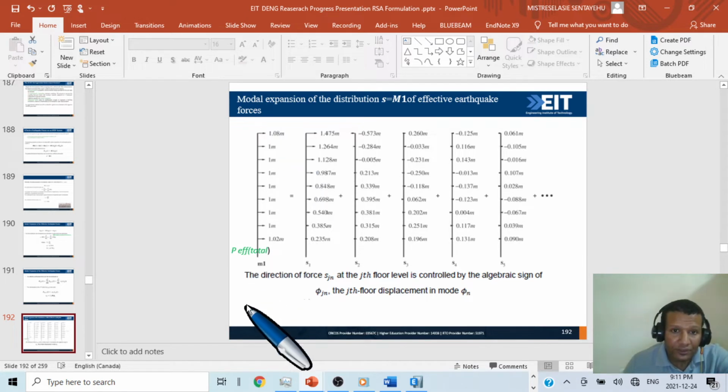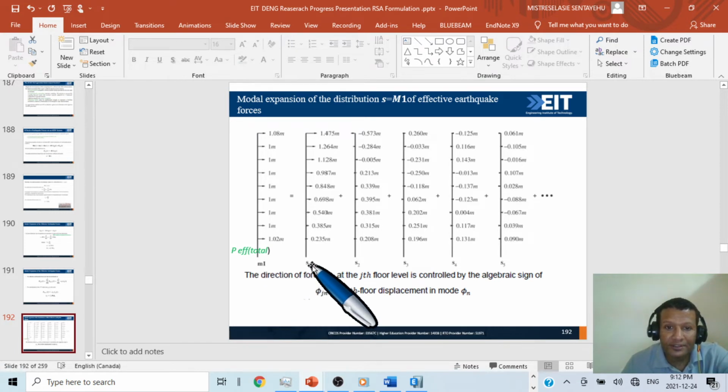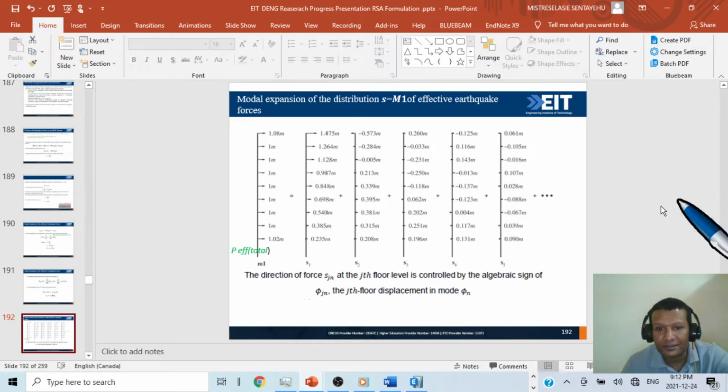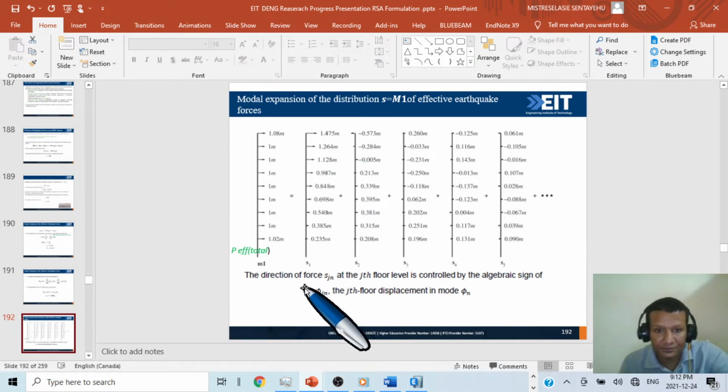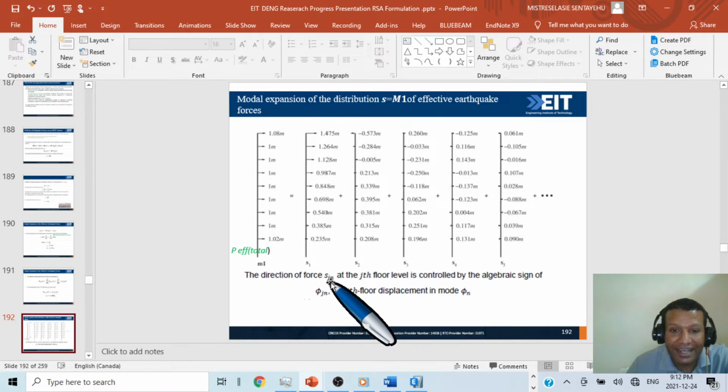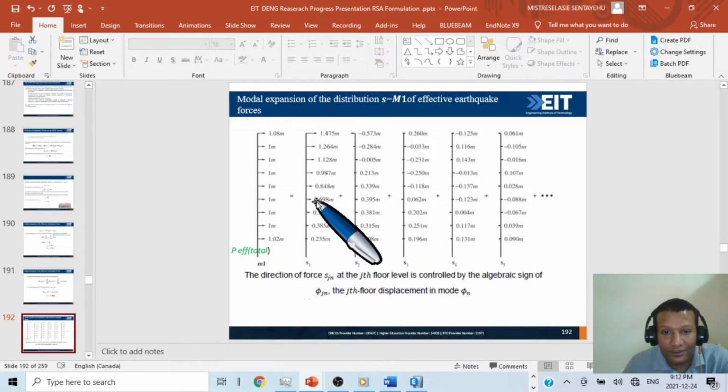So P effective total is this one, but we have contributions. The first mode has a contribution, the second mode, the third mode, the fourth mode, and the fifth mode has a contribution, and it continues like that. Again, S1 has a distribution for each floor. So the direction of force Sjn at the jth floor level is determined by the algebraic sign of phi jn. This is the mode shape, the jth floor displacement in the nth mode phi n.